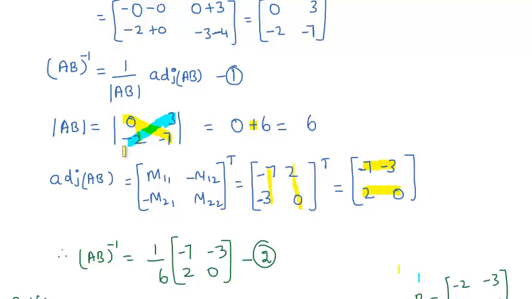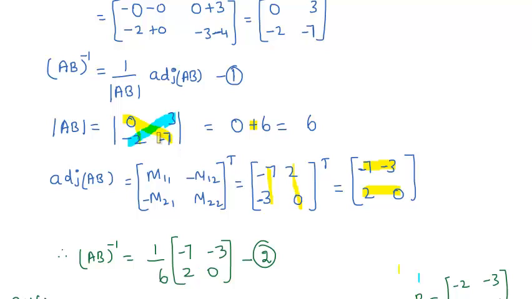Similarly, for finding the adjoint of AB, you know the formula for a 2 by 2 matrix: M11, -M12, -M21, M22. The minus represents the sign change applied to the minors. And then finally, you have to take a transpose in order to calculate the adjoint. How do you find the minor of each and every element in the matrix? You have to eliminate the respective row and column. For finding M11, you eliminate the first column and the first row.